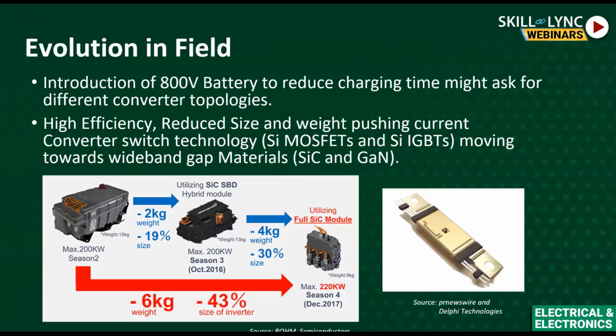That's a 200 kilowatt inverter, but that is the hybrid SiC I was talking about, where only the diode is SiC. Whereas now, utilizing full SiC, the size of the inverter is reduced further, by approximately 4 kg from the hybrid. So overall, it is reduced by 6 kg and there is approximately a 30% reduction in size. It can give more power output as well, 220 kilowatt, not just 200 kilowatt. So this is how the evolution is going on.